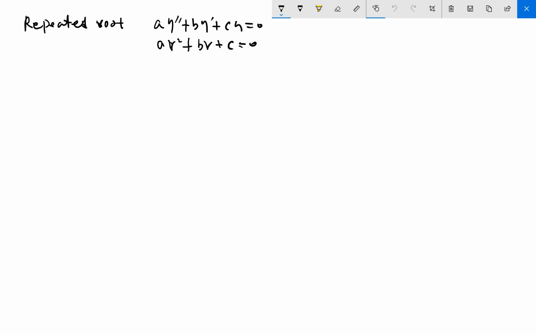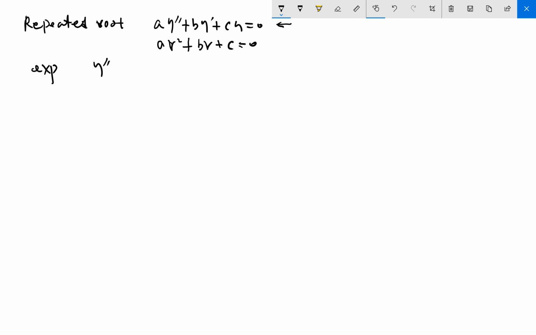Okay, in this section, we will learn how to solve second-order linear homogeneous equations with constant coefficients where the characteristic equation has a repeated root. Now let's look at an example.